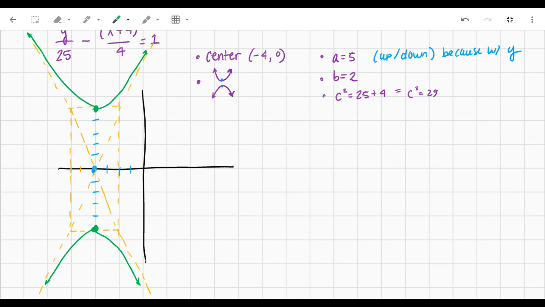I'm just going to check real quick to see what they might ask for. So they just want you to graph it.